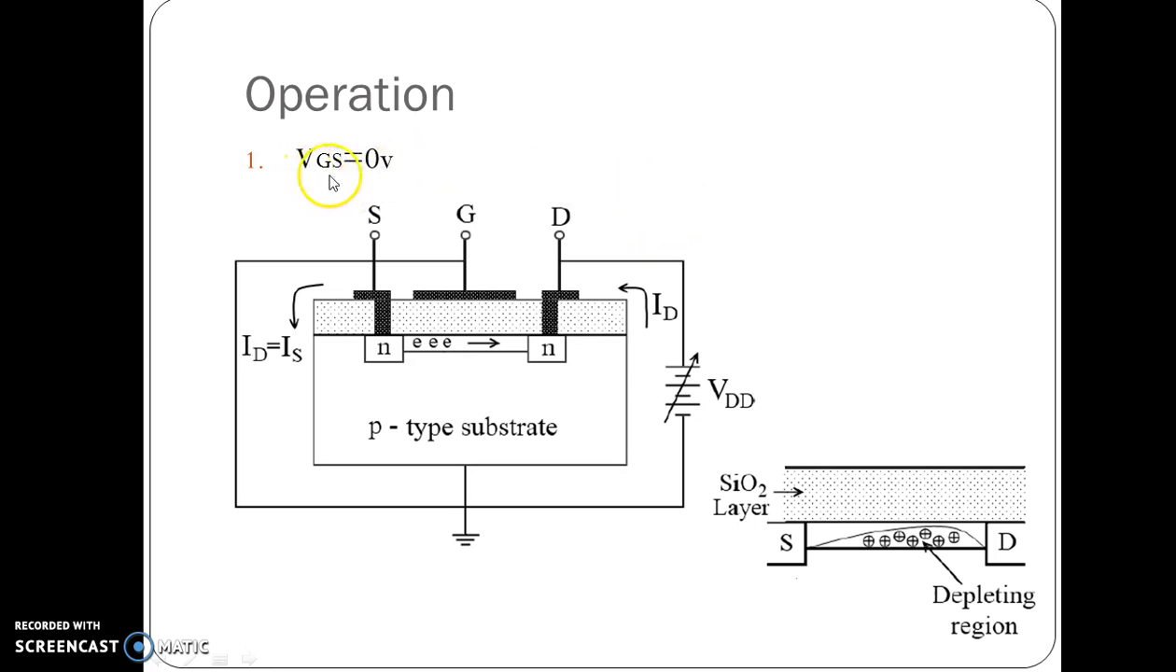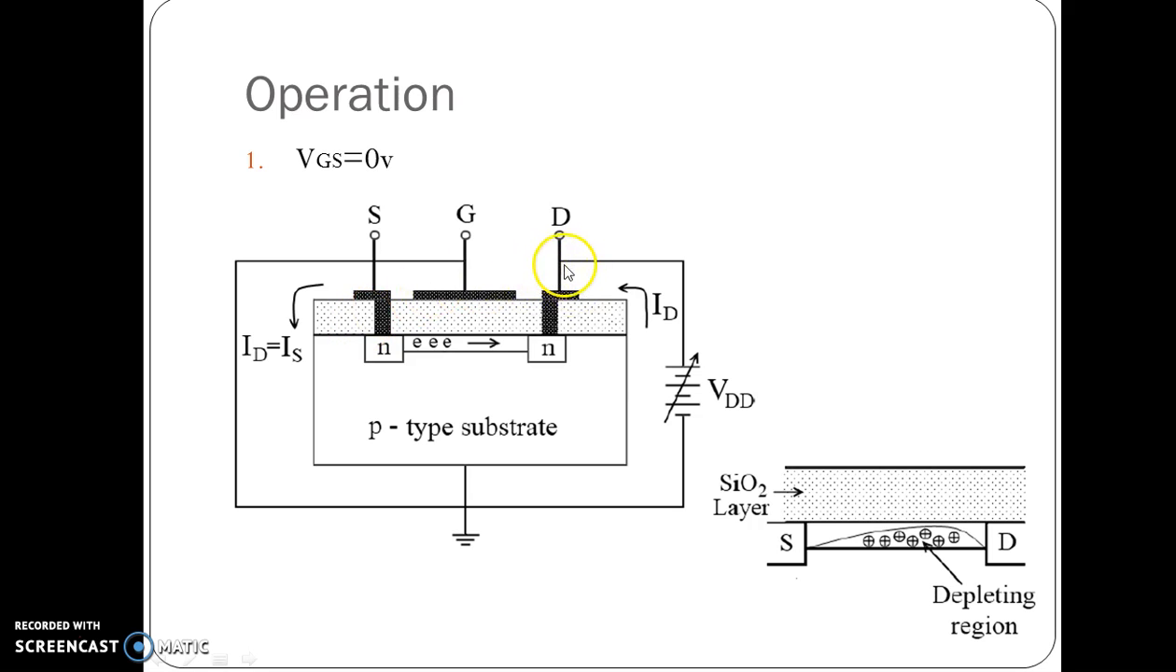Now the operation or working of DMOSFET. It is available in three parts: when VGS is equal to 0 volt, VGS some negative voltage, and VGS some positive voltage. So first, VGS is equal to 0 volt. When we apply VGS equal to 0 volt, we connect the gate and source terminals, or we short the gate and source terminals, and ground that terminal. The substrate terminal is also grounded. At the drain terminal, a positive VDD supply is connected. So this is the construction for VGS equal to 0 volt.